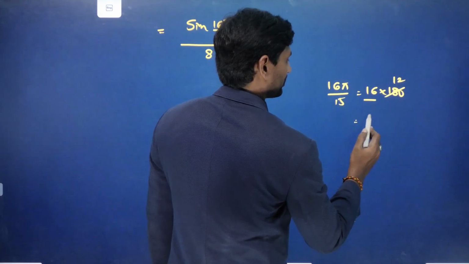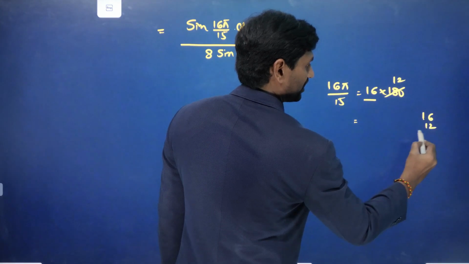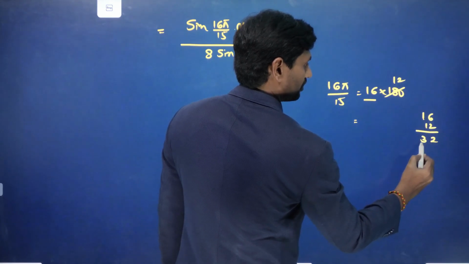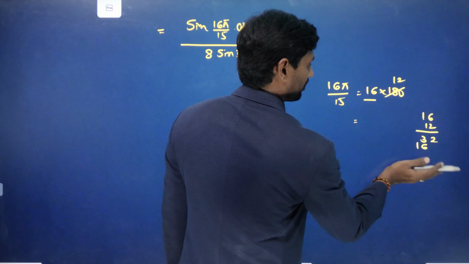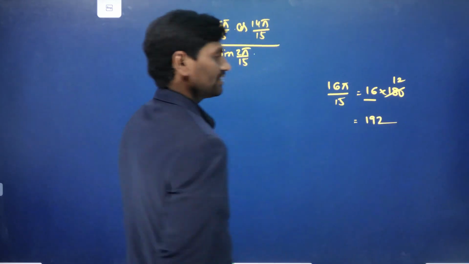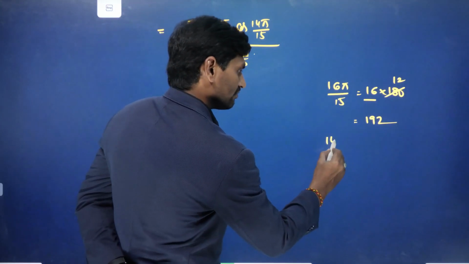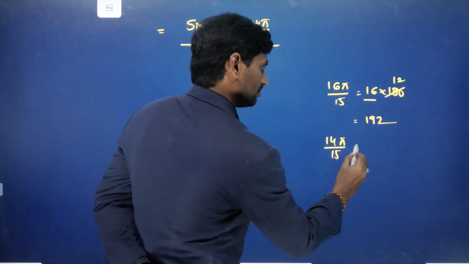180 plus 16. Let us try to multiply here. 32. This is 16. So 192 only. So this value is 192 degrees. Okay? Next, 14 pi by 15 value.